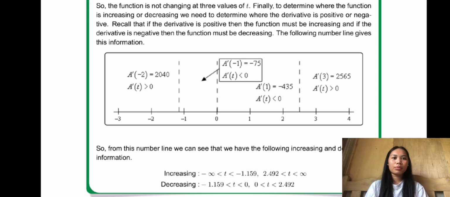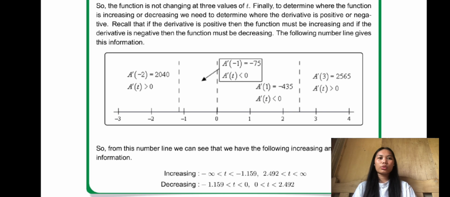For -1.159 < t < 0, the derivative is less than 0, so the function is decreasing. For 0 < t < 2.492, the derivative is less than 0, so the function is still decreasing. And for t greater than 2.492, the derivative is greater than 0, so the function is increasing. This concludes the analysis of where the function is decreasing and increasing based on the derivative.